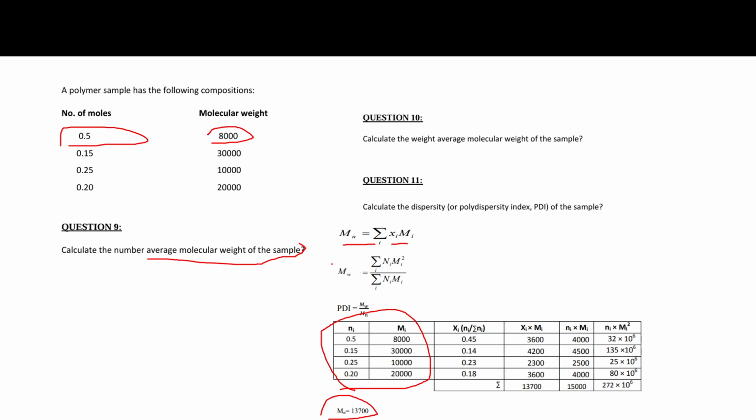And to calculate that Mw bar, you can put NiMi squared divided by NiMi here. So it will be coming around 18,133. And the PDI will be Mw divided by Mn. It will be 1.32.